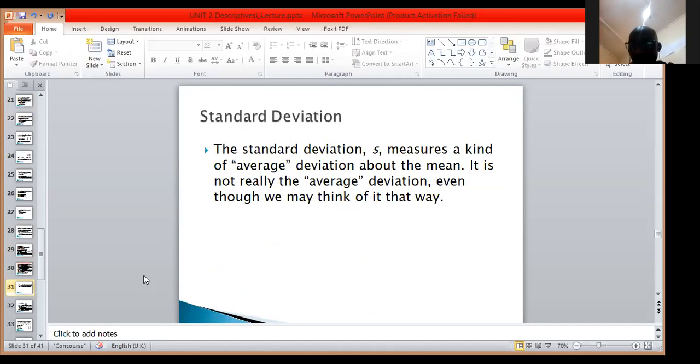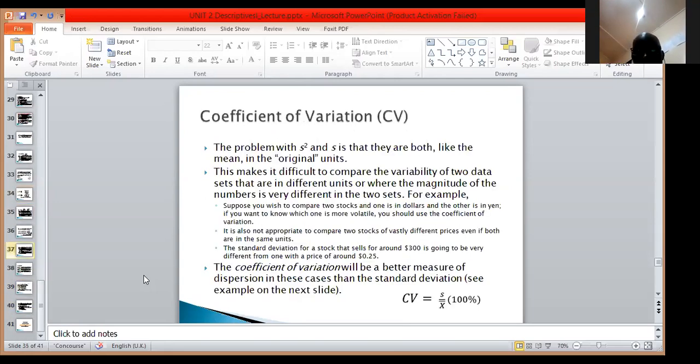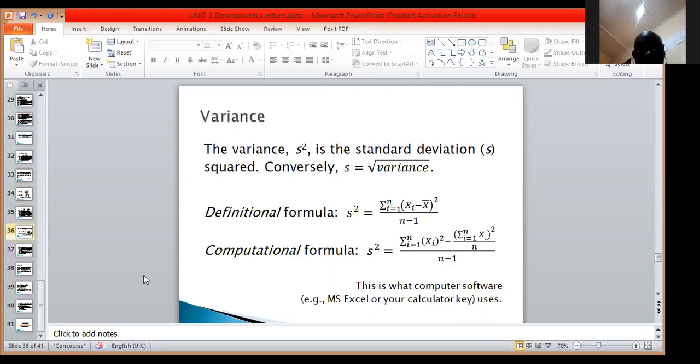In our next session, we will try to look at what are called measures of dispersion or measures of variation. We'll be looking at the standard deviation, the variance, and the coefficient of variation. That's what we are going to look at next time as we meet. I think for today, unless there's anything that I can clarify, we can end here.